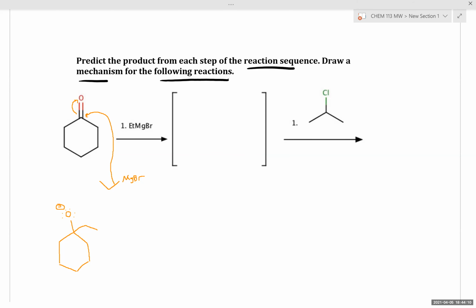We have this alkoxide ion floating around. We treat it with 2-chloropropane. And what happens next? So we have our nucleophilic alkoxide ion. We have an electrophilic alkyl halide. So if we have a nucleophile and an electrophile, we'll see an SN2 reaction. Would anyone like to draw that second step?